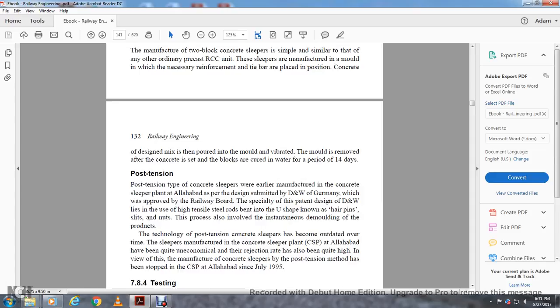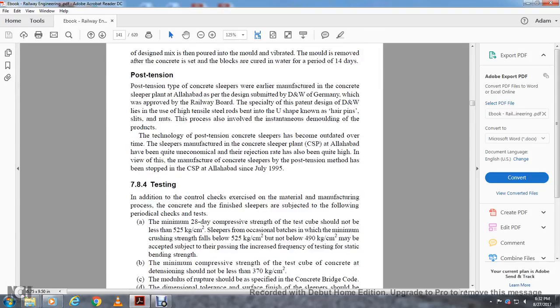The post-tension type of concrete sleeper was primarily manufactured at the concrete sleeper plant at Alwar, with the design submitted by DW Germany, which was approved by the Railway Board as a special patent design of DW. It uses high tensile steel rods with U-shaped hairpins, slits, and nuts. This post-tension technology has become outdated over time, and manufacturing at the Alwar sleeper plant can be quite uneconomical. The rejection rate has also been quite high, and in view of this, manufacture of post-tension concrete sleepers has been stopped at the CBSP Alwar since July 1995.